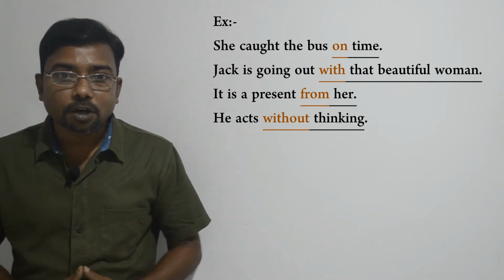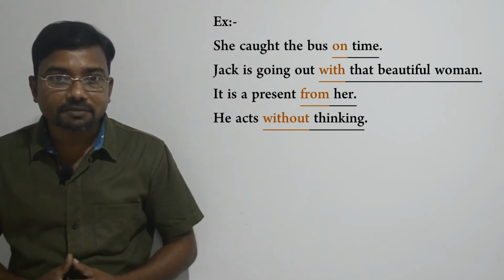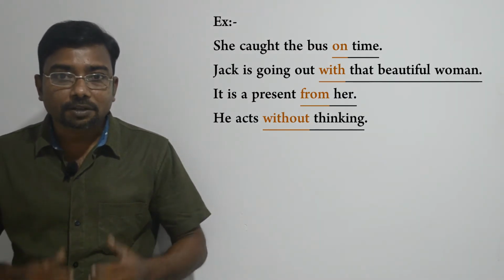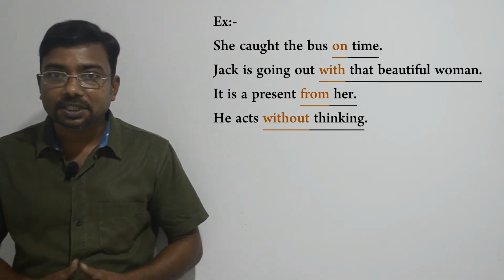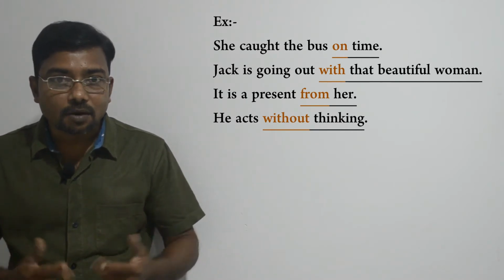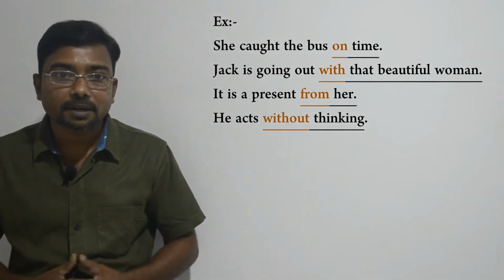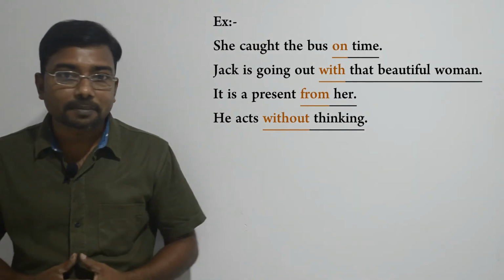Okay, look at the first example. She caught the bus on time. Here, on time is the prepositional phrase because it starts with the preposition on. And here the object of the preposition is time. It acts as a noun. And this prepositional phrase provides extra information about time. When did she catch the bus?